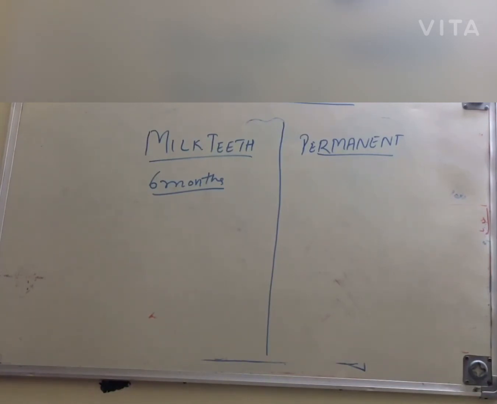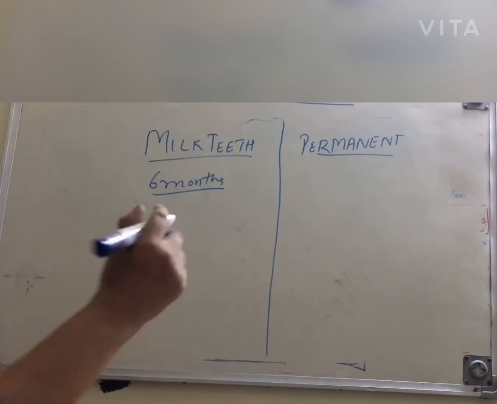They are without premolars. What is the main difference? Milk teeth do not contain premolars. They are temporary teeth. Milk teeth are temporary teeth. How many milk teeth are there? There are 20 milk teeth.